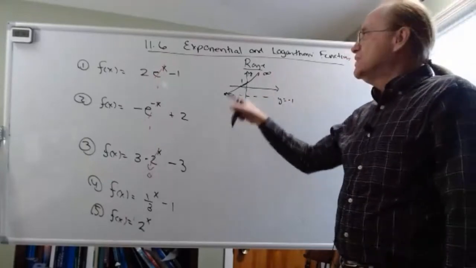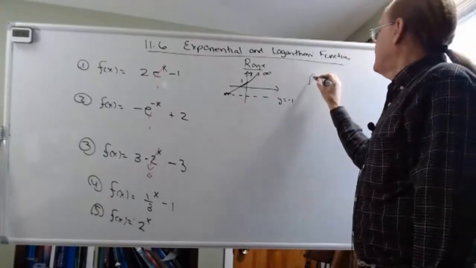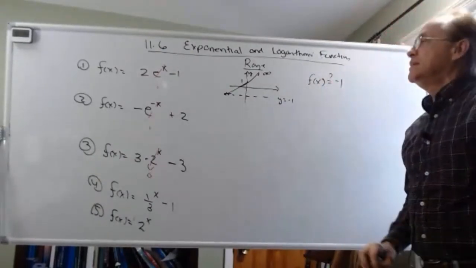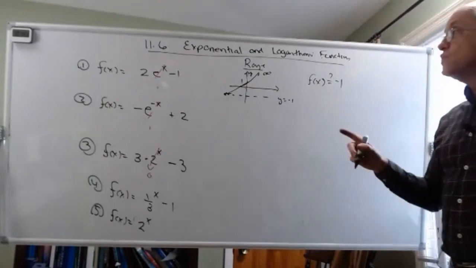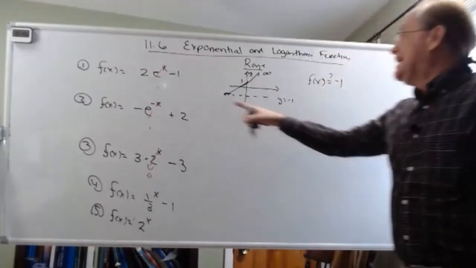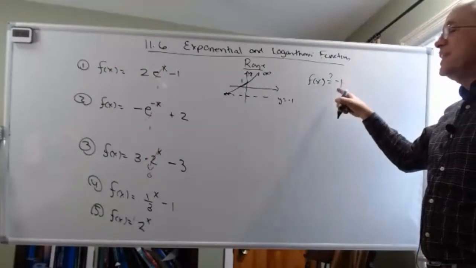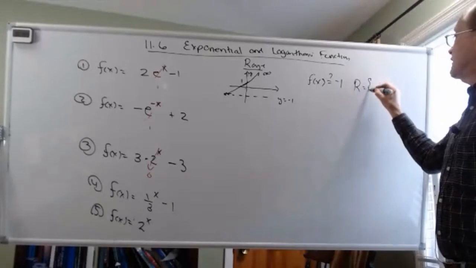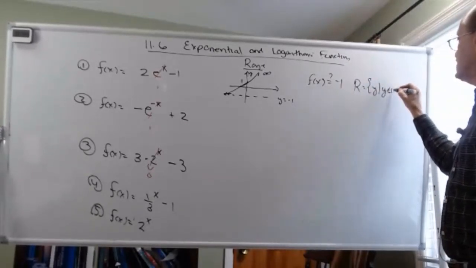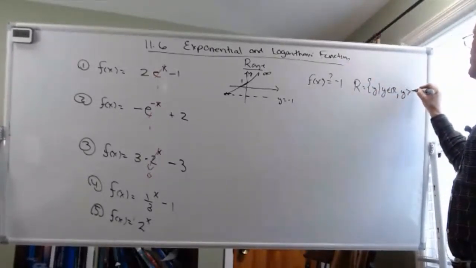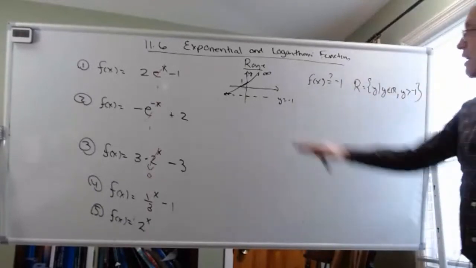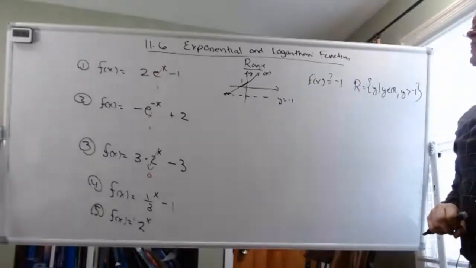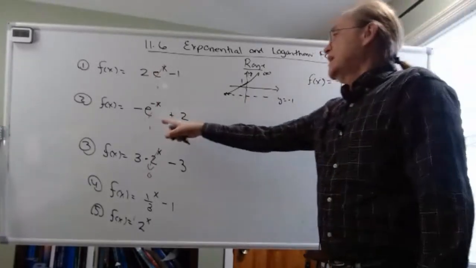Will y ever equal negative 1? Will f of x ever equal negative 1? Well, the answer is no. It can get close to it. As x goes to infinity, I get closer to negative 1, but it will never equal negative 1. So the range for this, the set of all elements y is obviously a real number, but y has to be strictly greater than negative 1. I'm never going to get an output of negative 1 and never get anything beneath it. Same thing will happen over here.